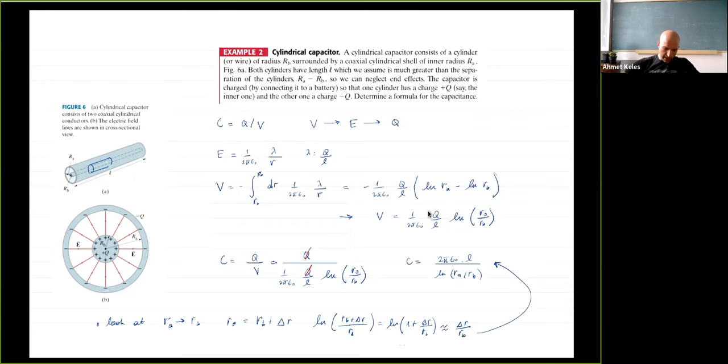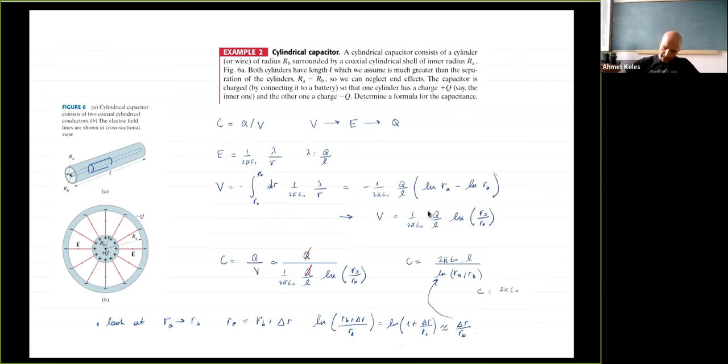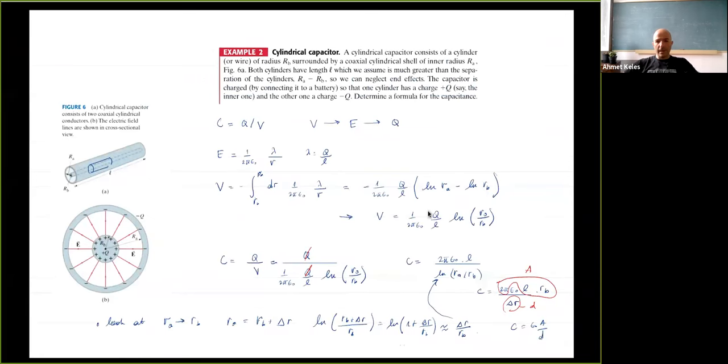Now I can put this back in. So C is going to be 2 pi epsilon naught L divided by delta R over RB. Now I watch this. This thing is the surface, circumference times L, so this whole thing is area. This thing is D. So this actually checks: C is epsilon 0 A over D, which is what we found before, which is what it should be. For small separation, it should be exactly like a parallel plate.